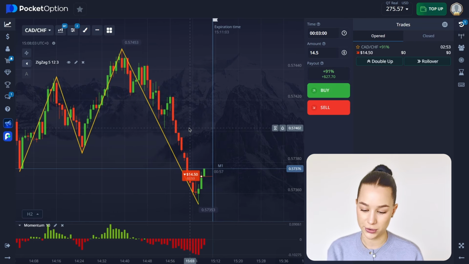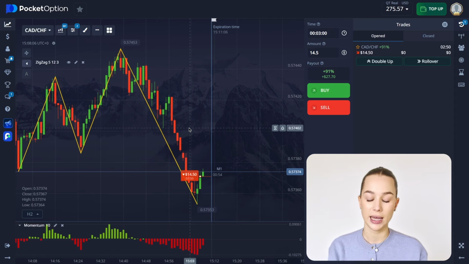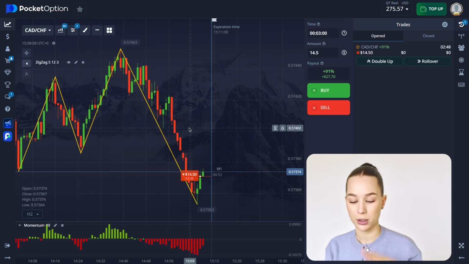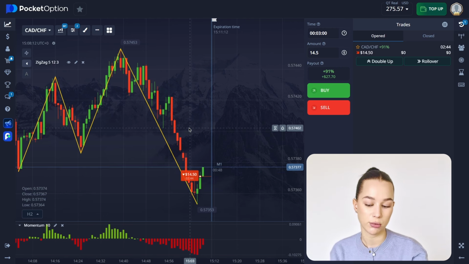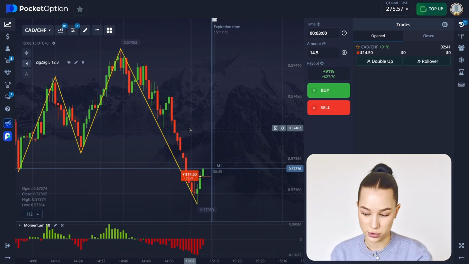We can see it's a pretty good downward trend. By the momentum, we can see there are red pin bars below the 0 level. With the zigzag, we can also get the sell signal. Here we can see some green candles, but I think this is just a corrective one.